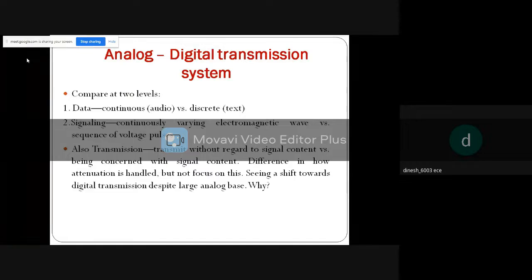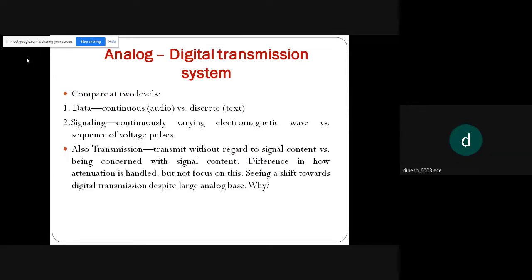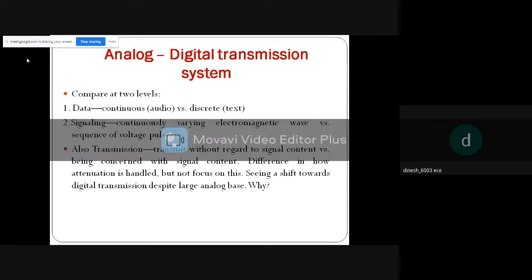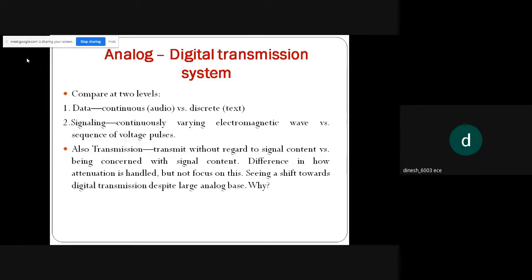Next topic is analog digital transmission system. Data is always continuous in analog, whereas it is discrete in digital. So we need to know about signaling, which is a continuously varying electromagnetic wave, with respect to a sequence of voltage pulses.